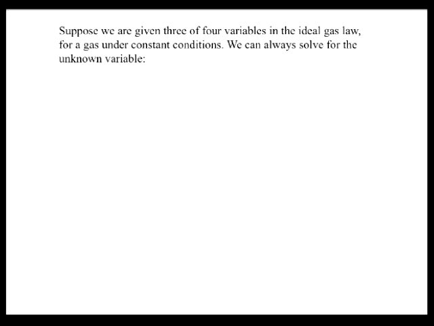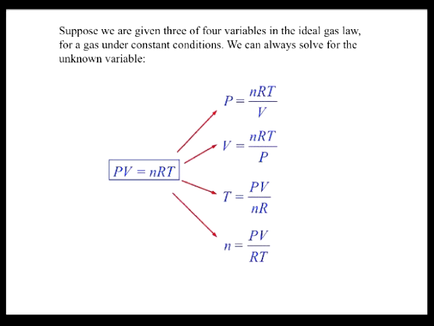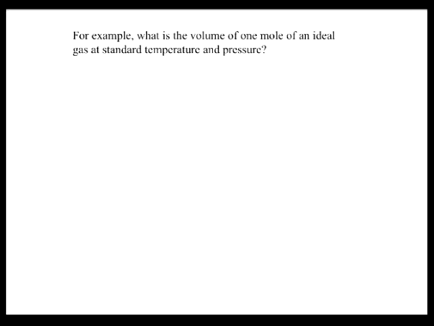Suppose that, in some problem, we are given 3 of the 4 parameters in the ideal gas law for a gas under constant conditions and in equilibrium. We can always solve for the unknown variable. For example, what is the volume of 1 mole of an ideal gas at standard temperature and pressure, or STP?